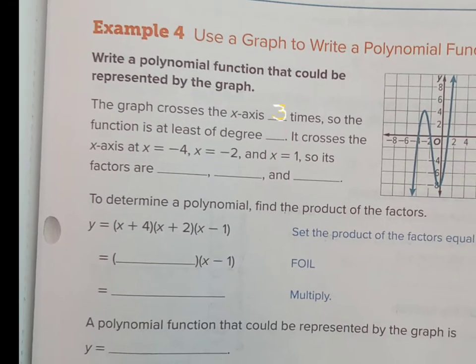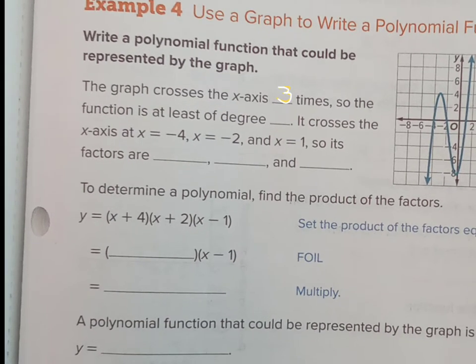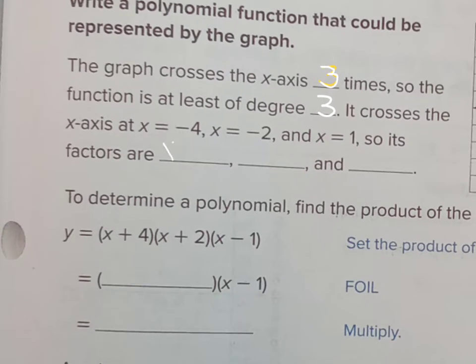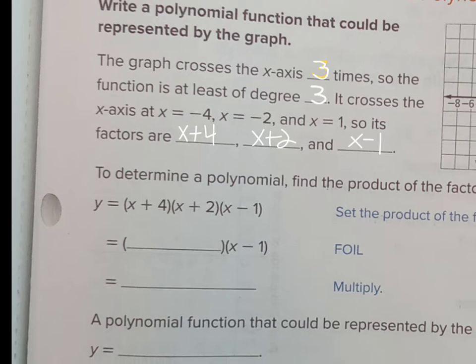Okay, so then the function is at least a degree of at least 3. And then it crosses the x-axis at -4, -2, and 1. Does that look right? Okay, so then we're going backwards. So that means our factors are x plus 4, x plus 2. All right, does everyone see how that happens? Okay. And so then they want the polynomial.